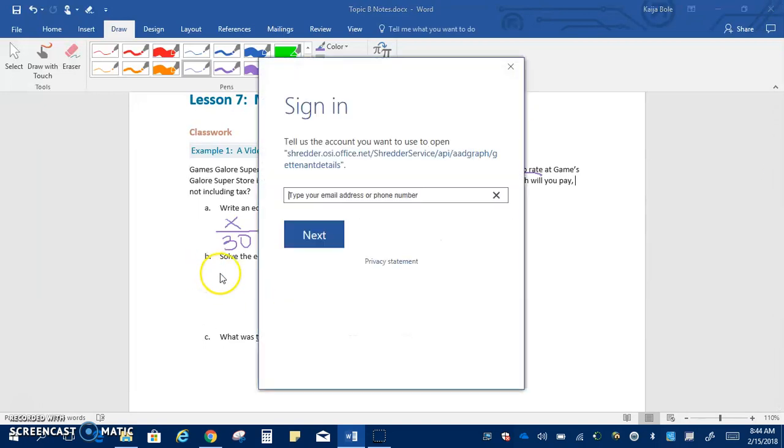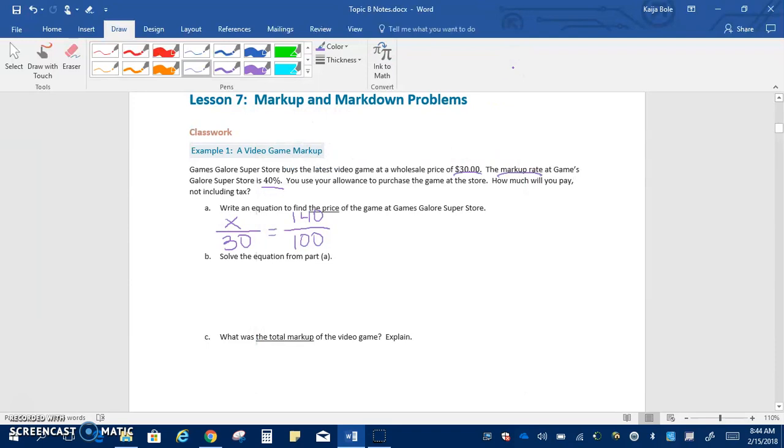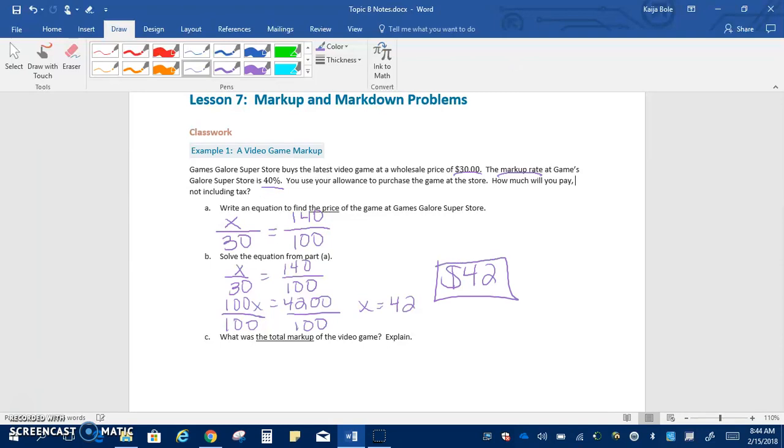Okay? So the next part says to solve the equation from part A, so I'm going to rewrite it down here. Equals 140 over 100. So you end up with 100x equals 4200. Divide by 100. And you get that x equals 42. So you would have paid $42. Right? And then when you go back and check to make sure, does it make sense? Is that higher than the wholesale price?